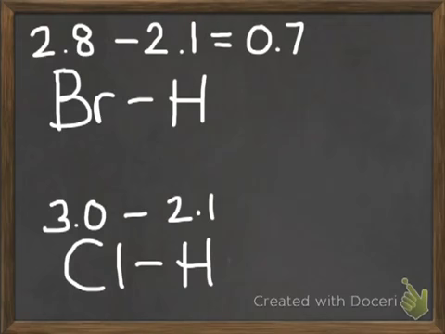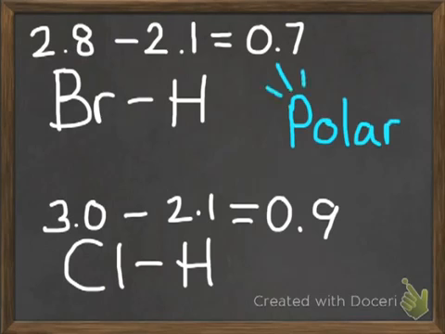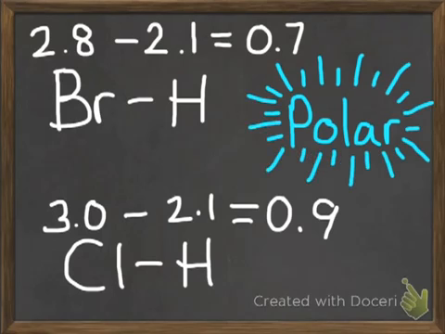Now let's take a look at a comparison between two molecules. Here we have bromine and hydrogen, and chlorine and hydrogen. These two molecules have a difference of 0.7 for the bromine and hydrogen and 0.9 for the chlorine and hydrogen. So we would say that both of these are polar bonds. However, just because they're both polar bonds doesn't mean that they act the same. We would actually say that the hydrogen and chlorine bond is more polar than the hydrogen and bromine bond. So these properties are going to be a little different, because remember, this is kind of like a spectrum. Just because the bonds might fall into the category of polar doesn't mean that they all act the same.